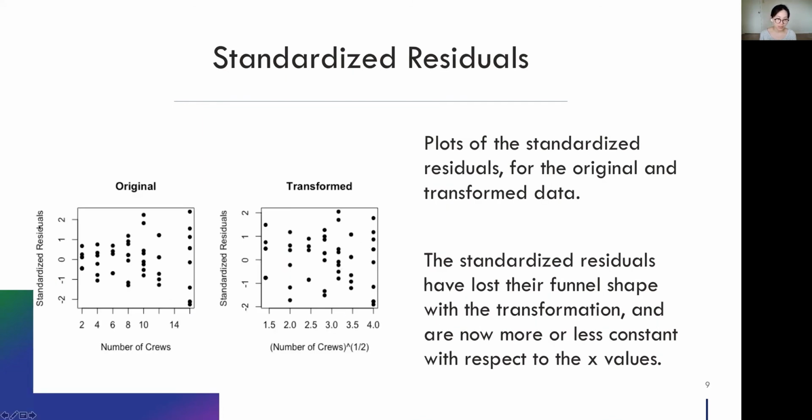Now we look at the standardized residuals for the original and the transformed data. This one has the funnel shape, and this one has lost its funnel shape. This one looks more random, without any specific pattern. So now they are more or less constant, I mean the standardized residuals, after we do the transform.